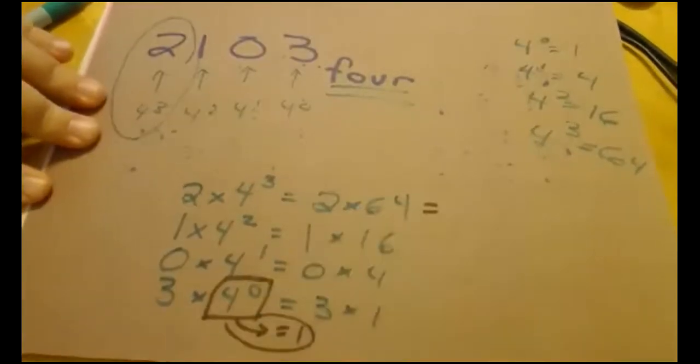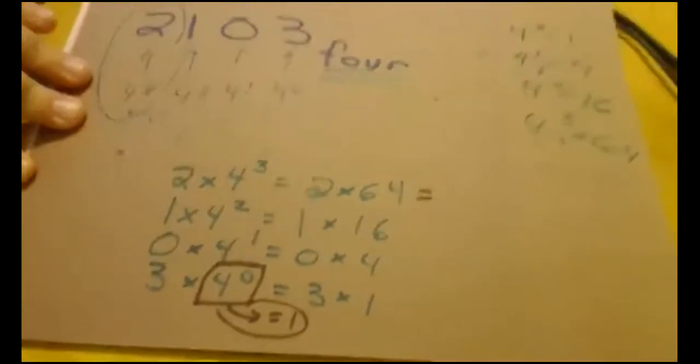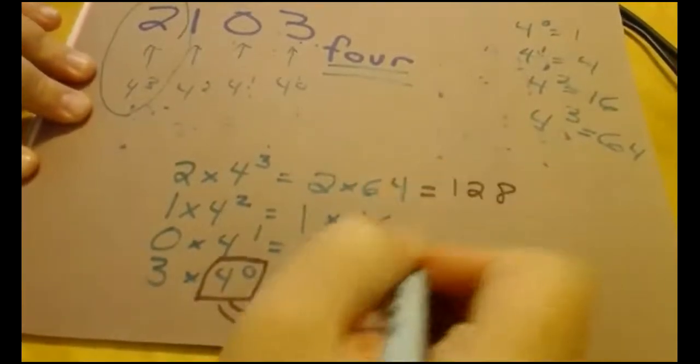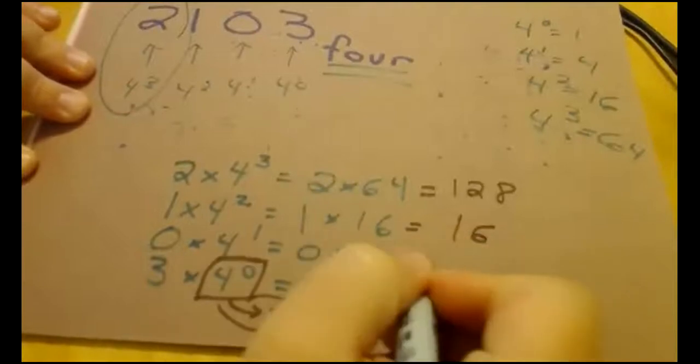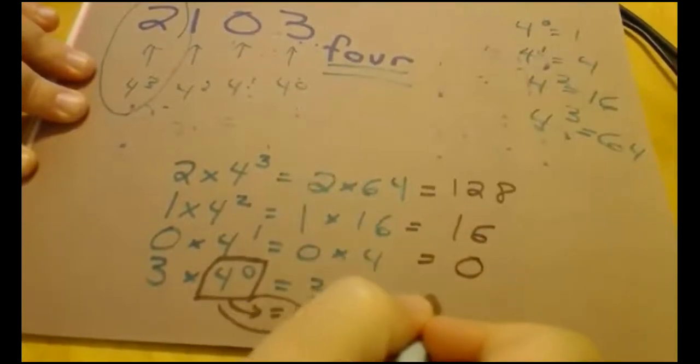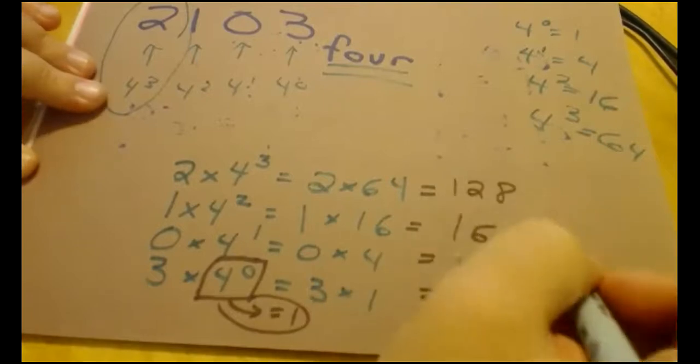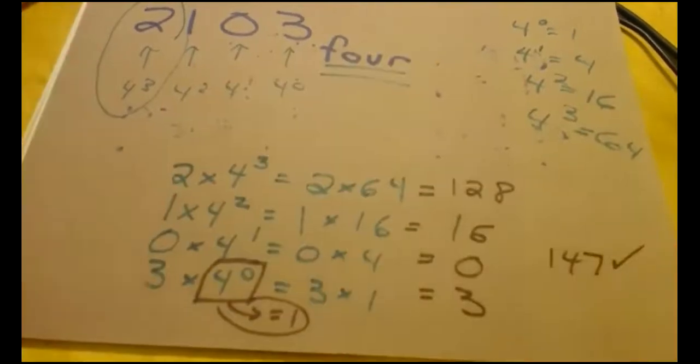Now, you can use a calculator for this part, or maybe you could do it in your mind, and if you could do it in your mind, 2 times 64 is 128, 1 times 16 is 16, 0 times 4 is 0, 3 times 1 makes 3. Add them all up. You get 147.